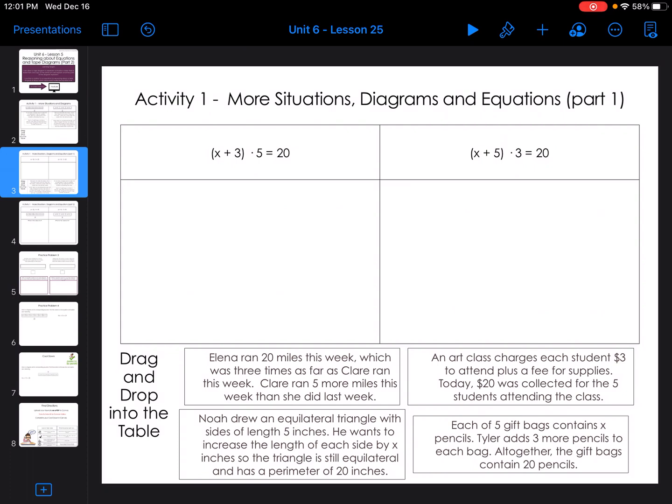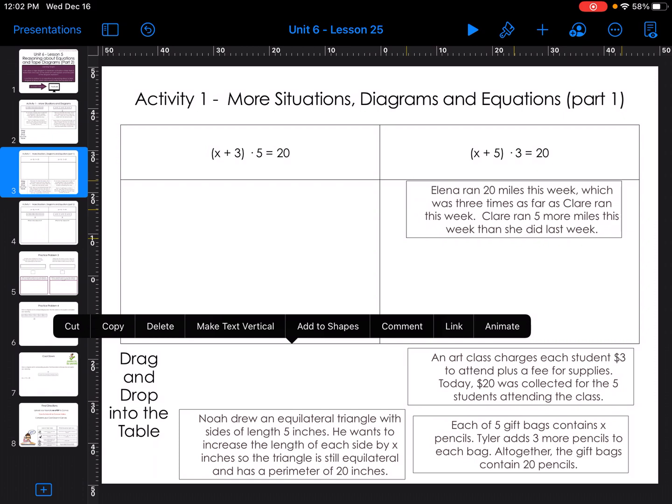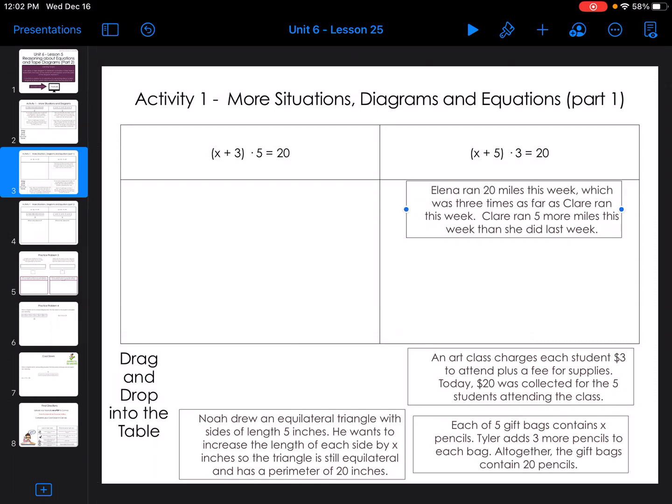All right, so now we're going to look at it from this perspective. The first one says 5 groups of x plus 3. The second one says 3 groups of x plus 5. So I know that Elena ran 20 miles, which was 3 times, so that's 3 groups, as far as Claire ran this week. Claire ran 5 more miles this week than she did last week. An art class charges each student $3 to attend, plus a fee. So 3 plus the fee, and then there were 5 students attending the class.